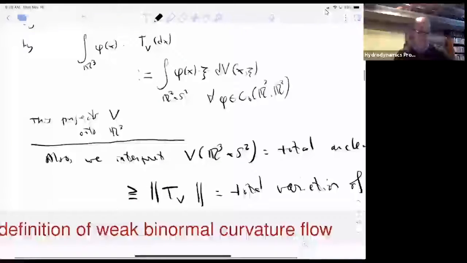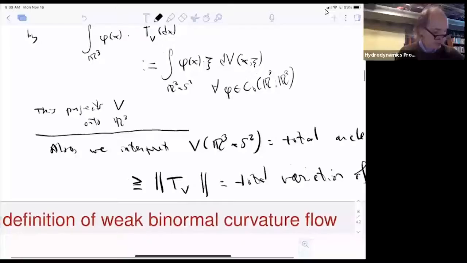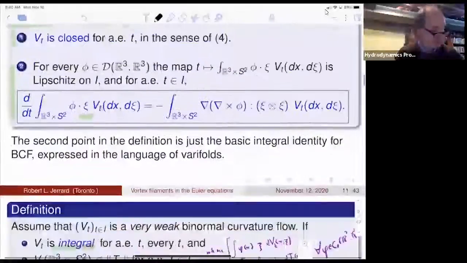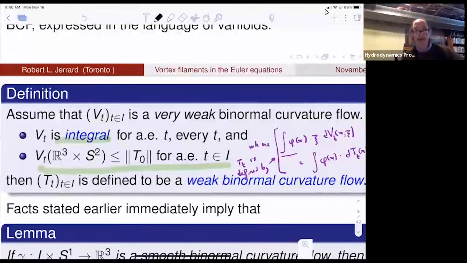And so that would be an example in which the total variation of the varifold, the generalized arc length, is bigger than the total variation of the projection down into R3. Okay, so anyway, the last condition here is that the generalized arc length at any subsequent time t is less than or equal to the arc length at time 0. So at time 0, this would really be the actual arc length.